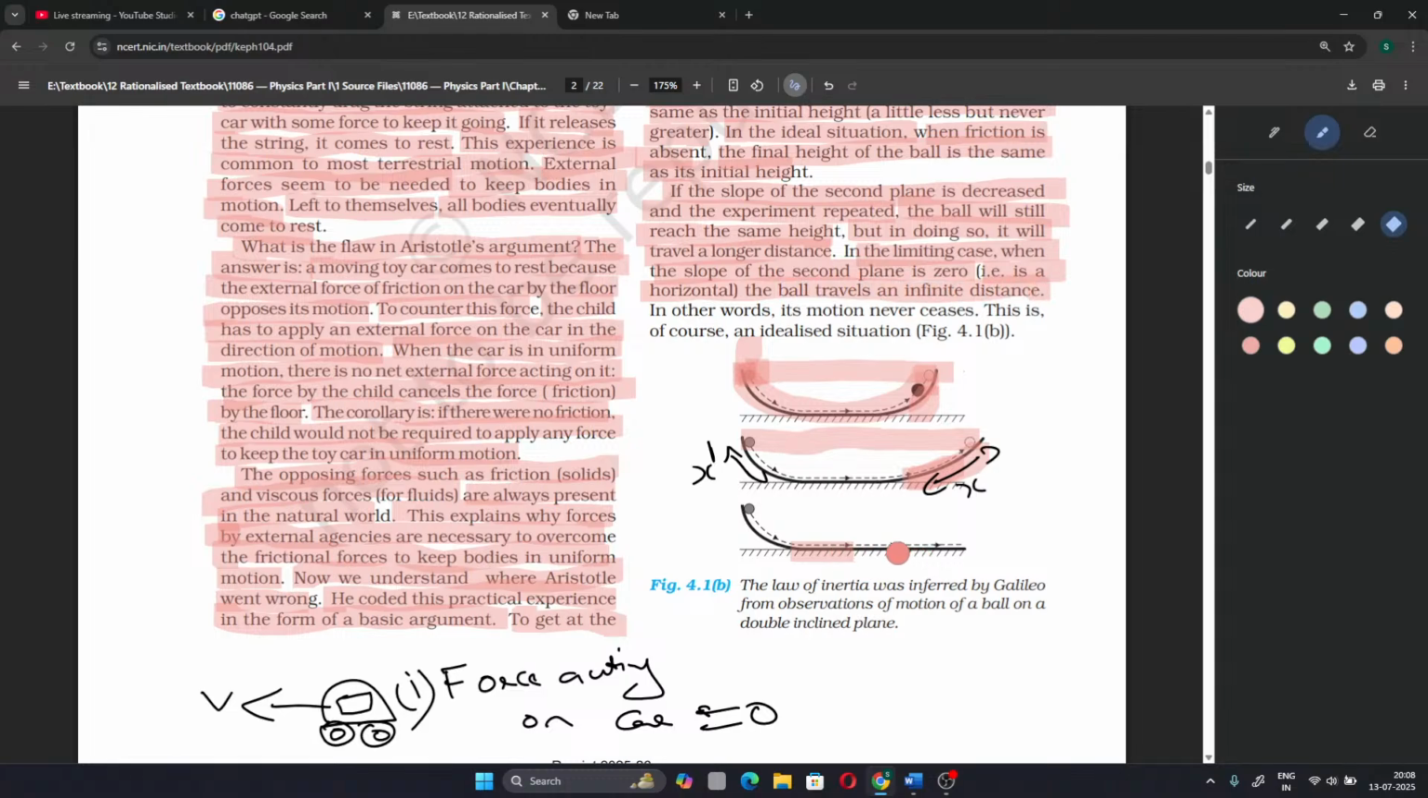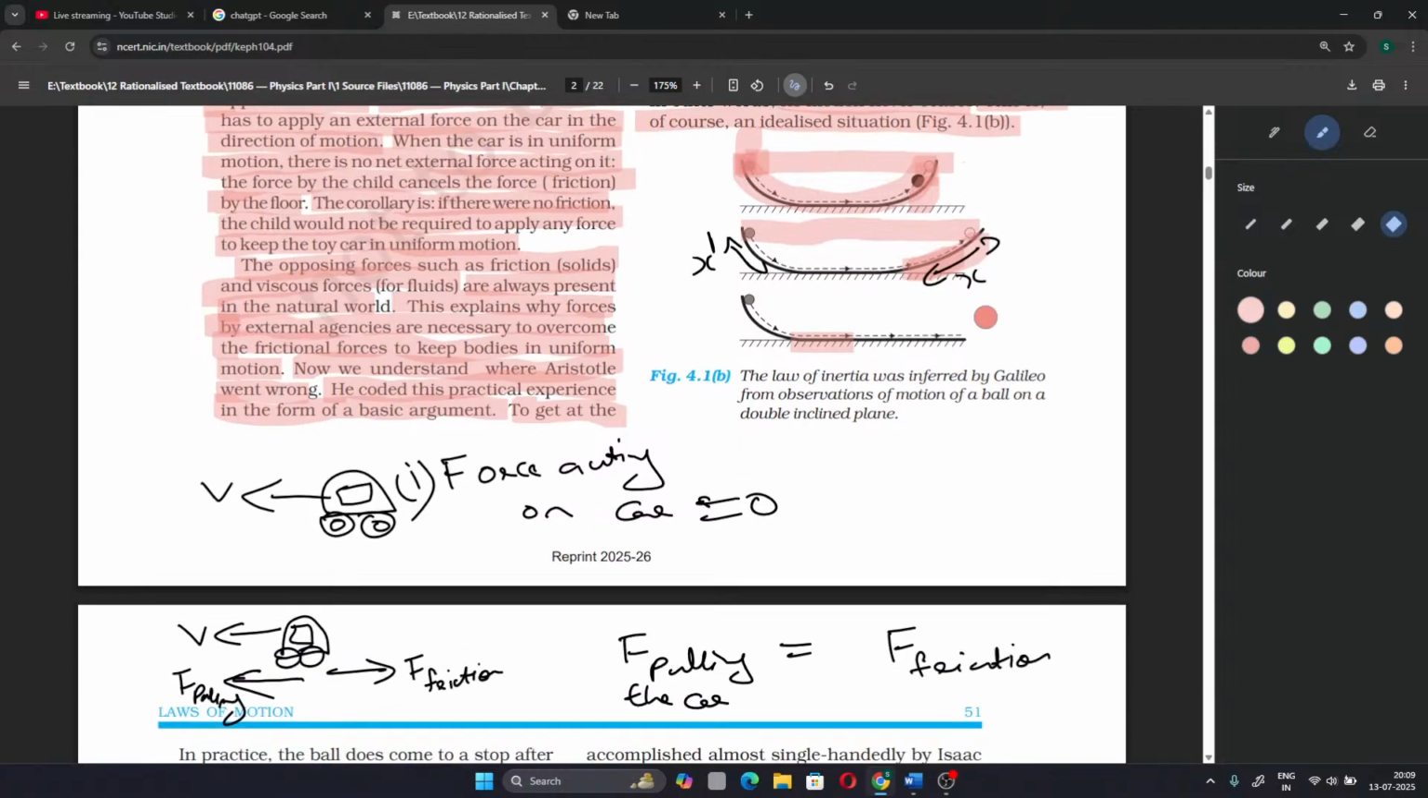In a frictionless plane, there is no force for stopping the ball, so it will continue to go. In the earlier case as well, it will continue to oscillate, going up and down and up and down for infinity as long as there is no friction. Here, the ball will not go up and down, but will go horizontally for infinite distance. In other words, its motion never ceases. This, of course, is a very idealized situation.